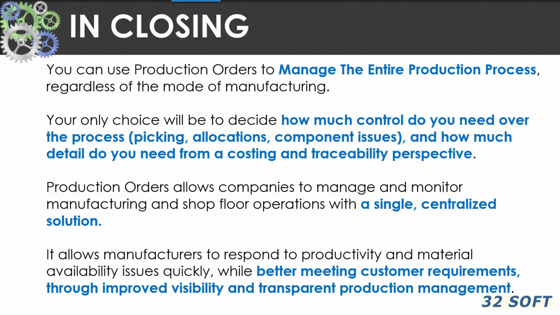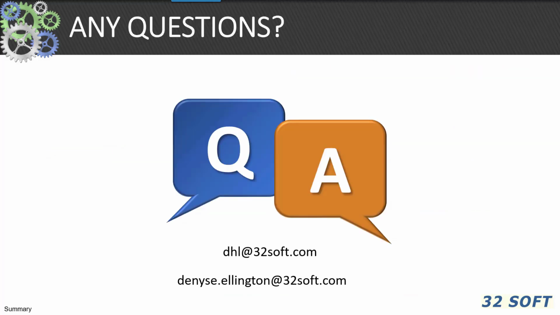So in closing, you can manage the entire production process with this new production order mode. The only choice you have to make is how much control you want over processing, picking, allocation, component issues, and how much detail you need for costing and traceability. Again, one single centralized solution to better meet customer requirements through improved visibility and transparent production management.